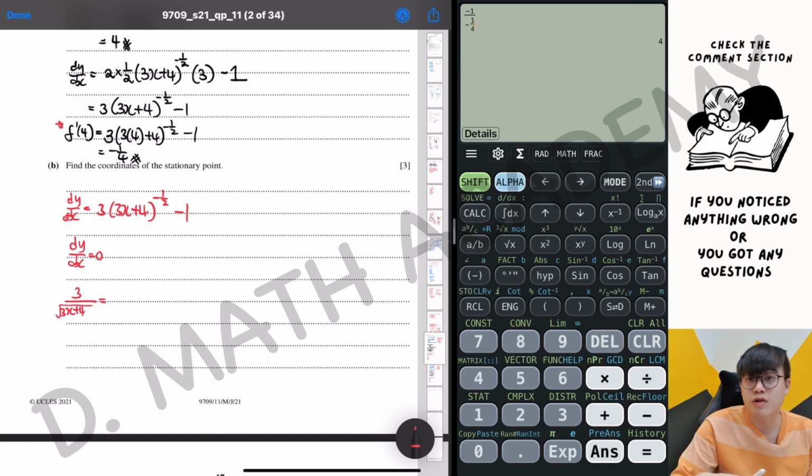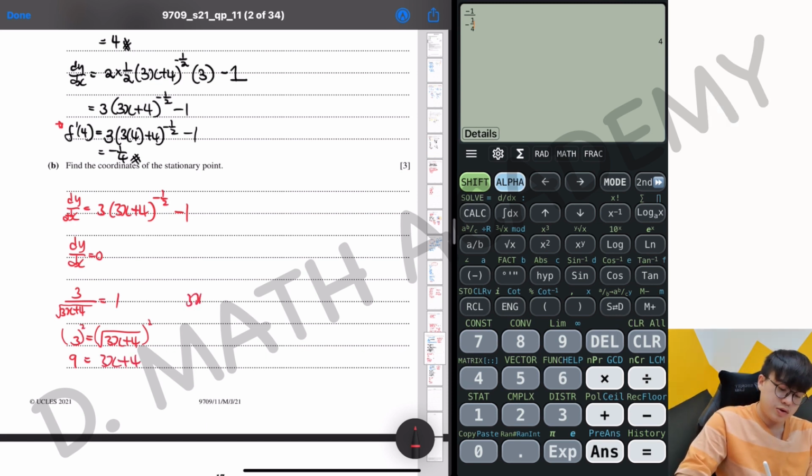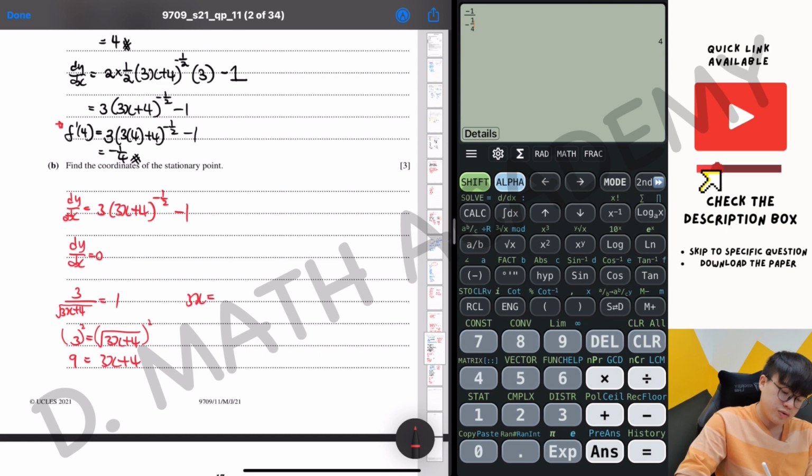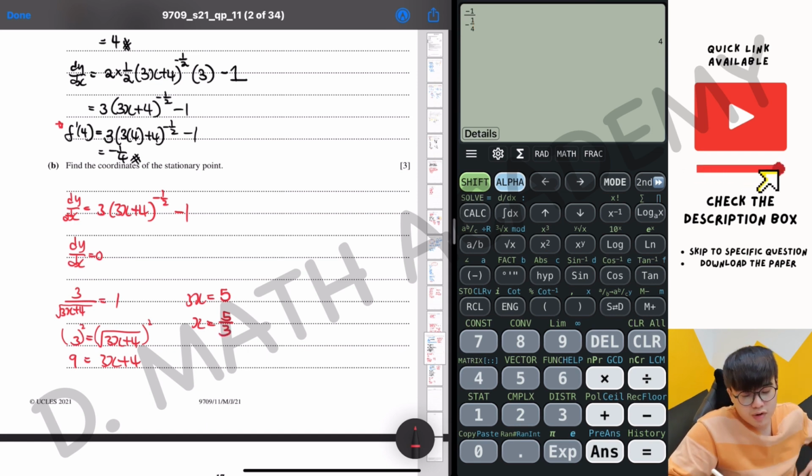Okay, I transfer the -1 to the other side. Swap out the places. Square them up in order to get rid of the square here. And 3x equals 5 because I transferred the 4. And x will be 5 over 3.